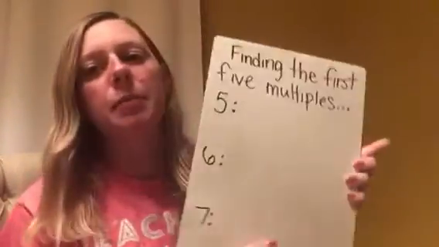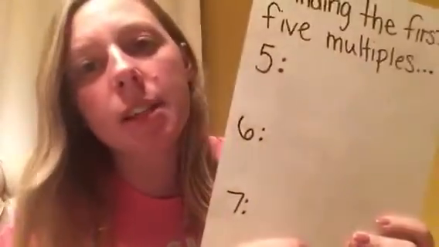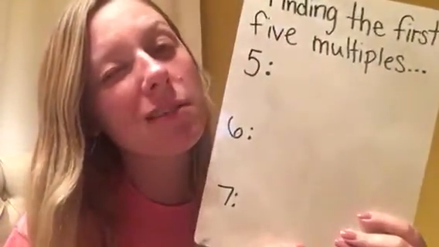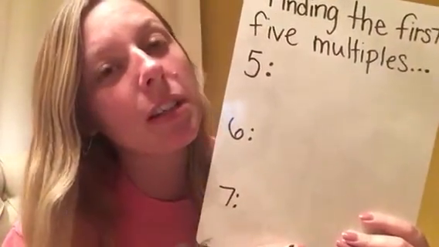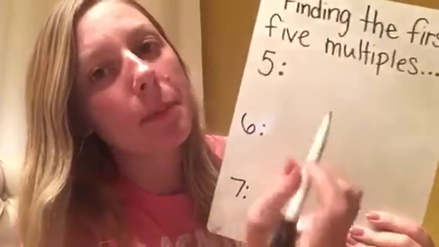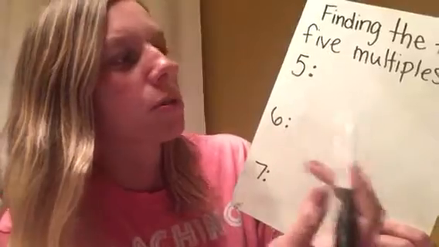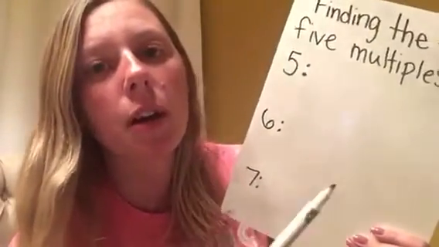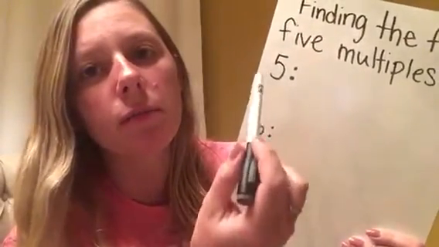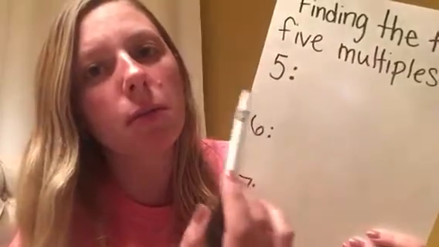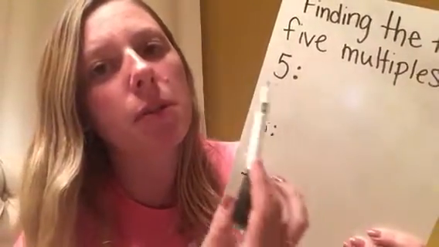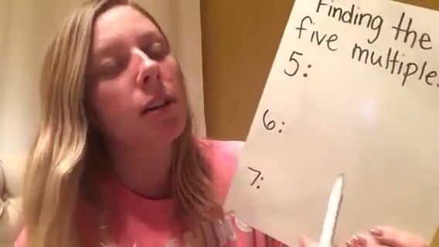So first I'm going to show you how to find the first 5 multiples of a number. So I have the numbers 5, 6, and 7. I don't think these are on your homework, hopefully not. But all right, let's start with 5. So finding the first 5 multiples. We know that multiples are numbers that this number can go into. So we want to think of the first 5 numbers that 5 can go into.